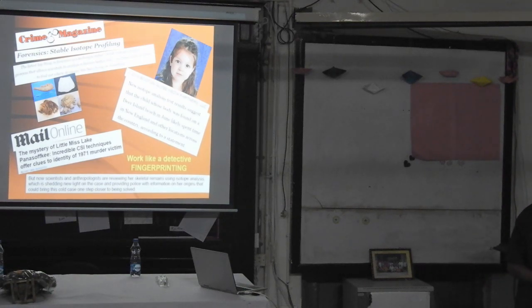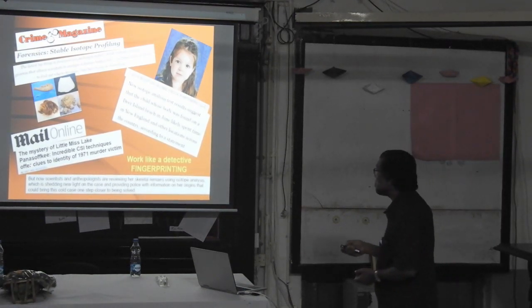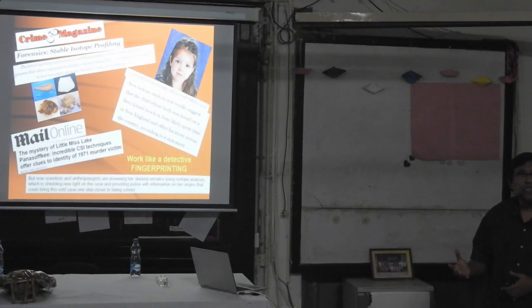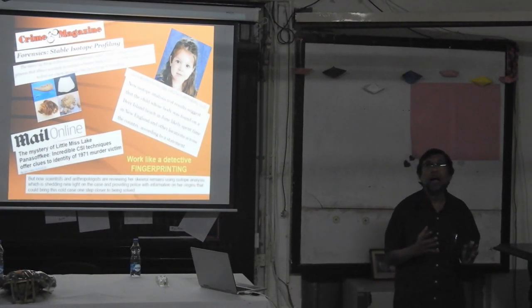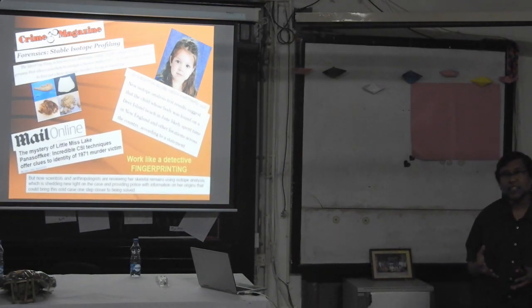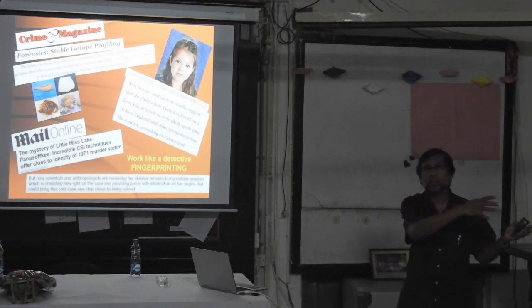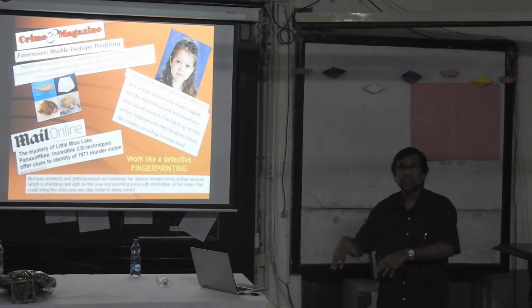Just to give an example, there was a girl whose name was Miss Meg Transfer. Her body was found on the east coast of USA. And the FBI could not figure out where this girl came from. Was the girl killed on the east coast, or was she brought from the west coast, somewhere around San Francisco, brought here, killed, and buried?